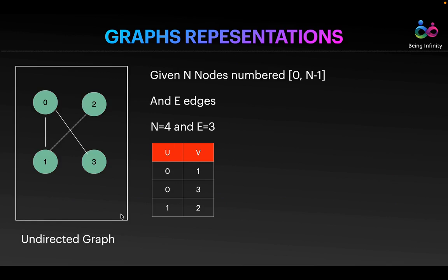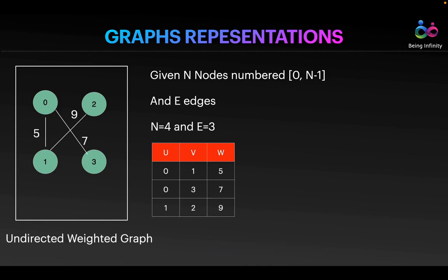Now what if there are weights here? If you have weights, the input will not have just 2 parameters but rather 3. That means making the graph look something like this.